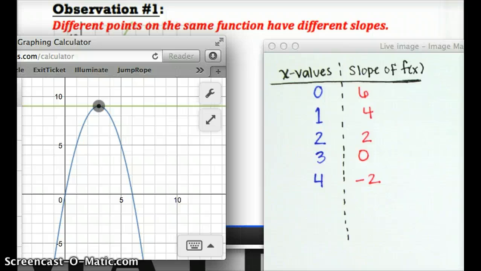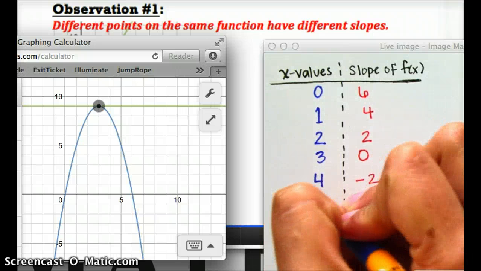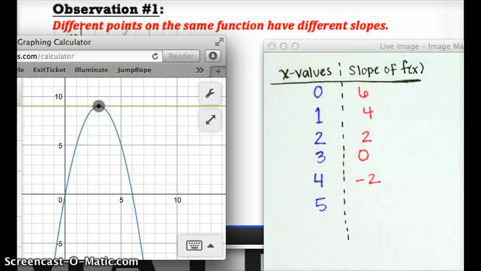And for good measure, let's go all the way up to 5. So if I move the point over to x equals 5, we notice something really dramatically changing about the slope. Namely, the slope is now going in the negative direction. And when I try to figure out exactly how much, it looks like it's going down 4 over 1. So that would be a negative 4 slope.